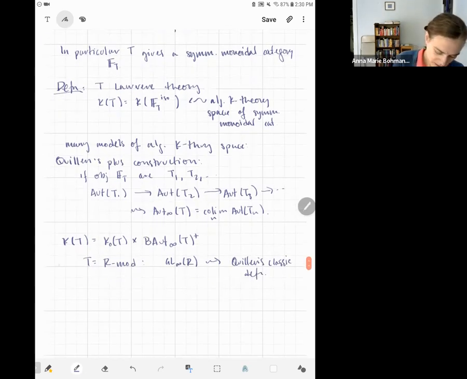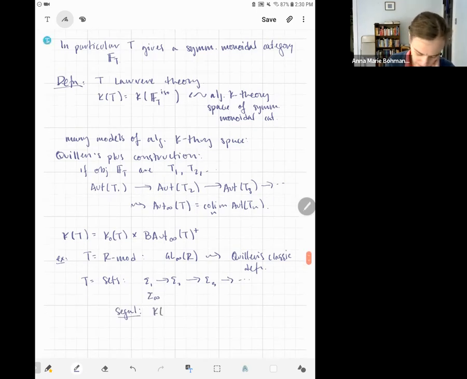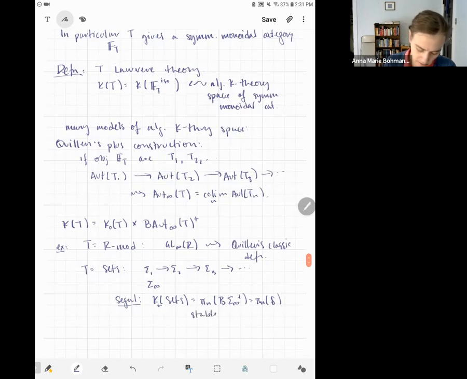Here are some examples. When T equals sets, your sequence of automorphism groups is the symmetric group on one element mapping to the symmetric group on two elements, et cetera, to the symmetric group on three elements. So your infinite automorphism group is Sigma infinity. Then work of Segal tells you that the K-theory of sets is the pi n of B Sigma infinity plus. And work of Segal tells us that this is the homotopy groups of the sphere spectrum. So these are the stable homotopy groups of spheres. So this is supposed to be the sphere spectrum.